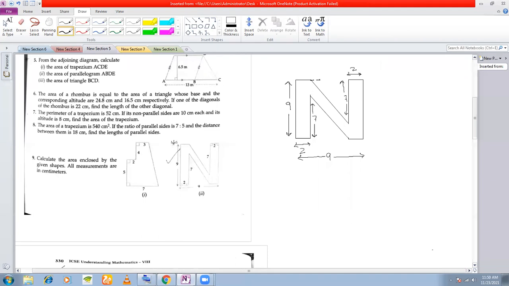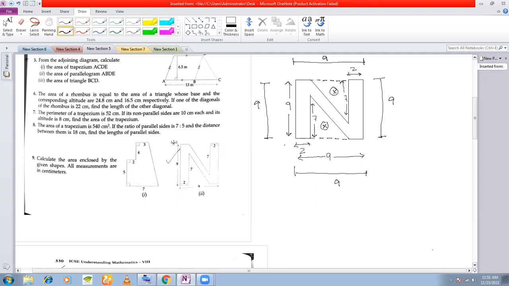You complete this, join these two, and what do you get? You get a square, right? 9 centimeters, right? This is one length, and this is the other side of the square. All these are the four sides of the square, right? Each is of length 9 centimeters, right? All these are 9.